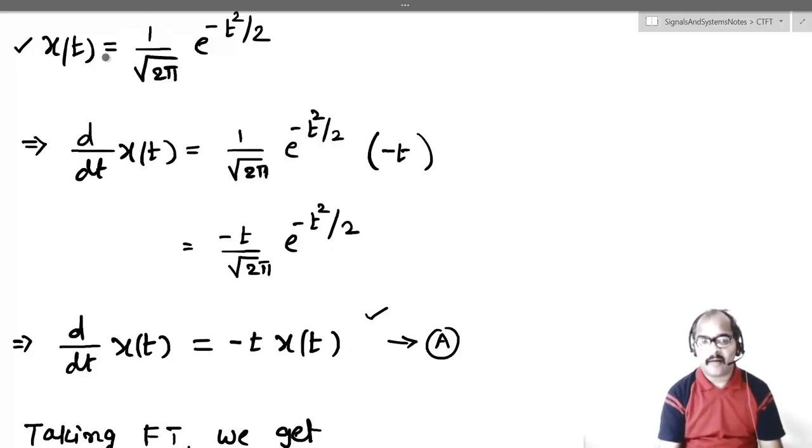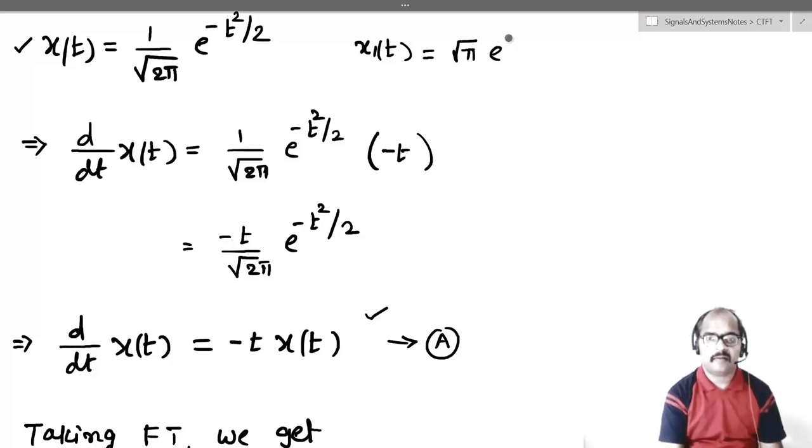But what happens is only the scaling factor differs. What do I mean by that? For example, if I take some other signal x1 of t equal to, let us say, root pi, some constant, times e power minus t square by 2. So this also satisfies it.